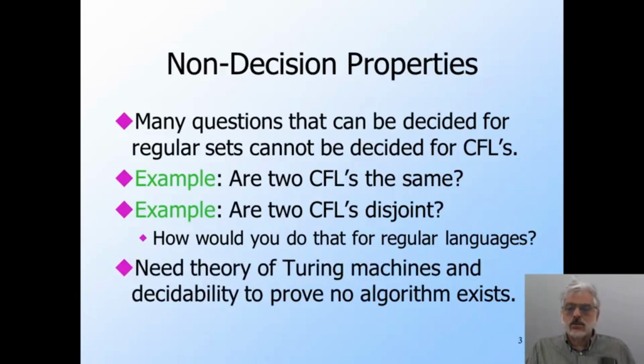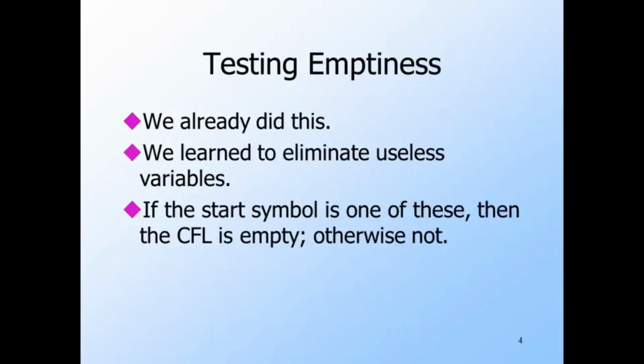At this point, we have no way to prove that no algorithm for a task exists. That is the job of the theory of Turing machines and decidability, and that will be the next big topic that we address. Now, the emptiness test for context-free languages has already been given in essence. We showed how to eliminate useless symbols, those that participate in no derivation of a terminal string. Take any context-free grammar and see whether or not the start symbol is useless. If so, the language of the grammar is empty, and if not, then not.